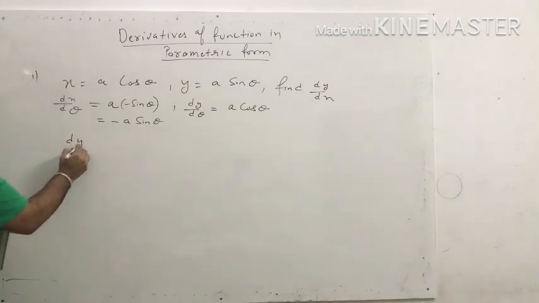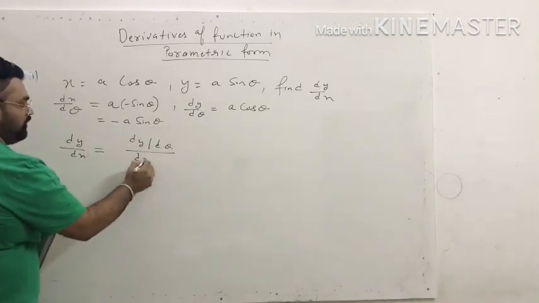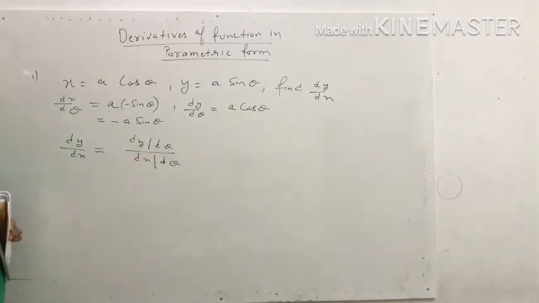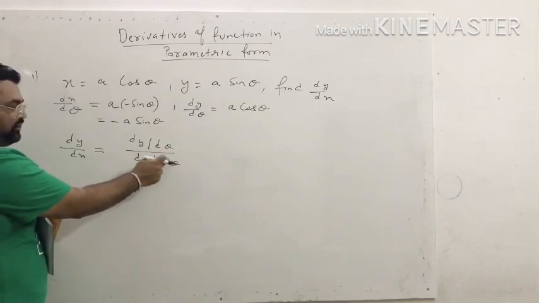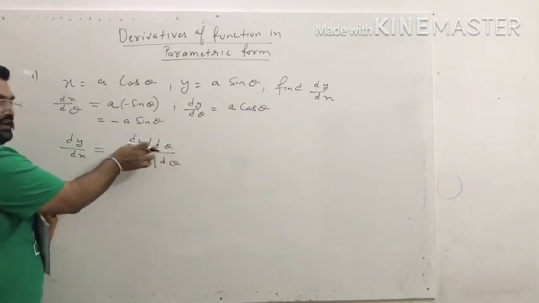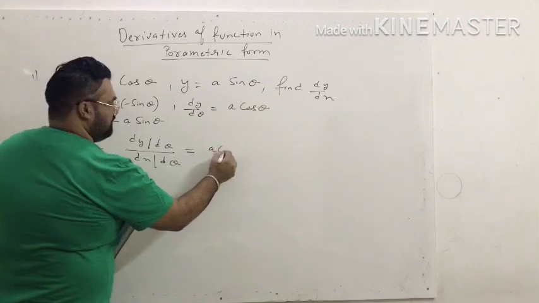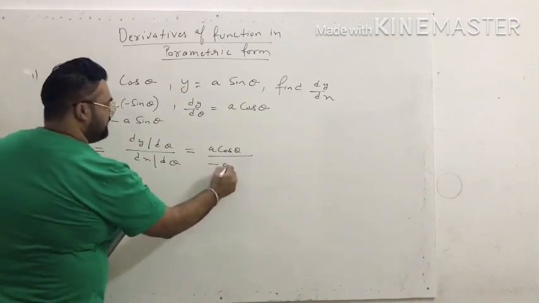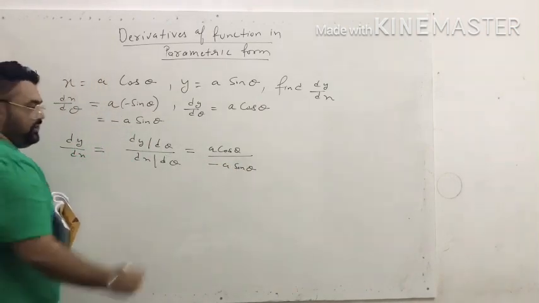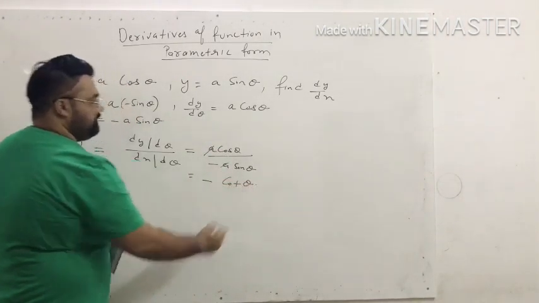Now we have to find dy upon dx. The formula of dy upon dx is dy upon d theta upon dx upon d theta. Remember, the formula of dy upon dx is dy upon d theta over dx upon d theta, because d theta upon d theta cancels out. Finally, the answer becomes dy upon dx. Now, what is the value of dy upon d theta? a cos theta. What is the value of dx upon d theta? Minus a sin theta. Now a cancels, minus cos theta upon sin theta is minus cot theta.